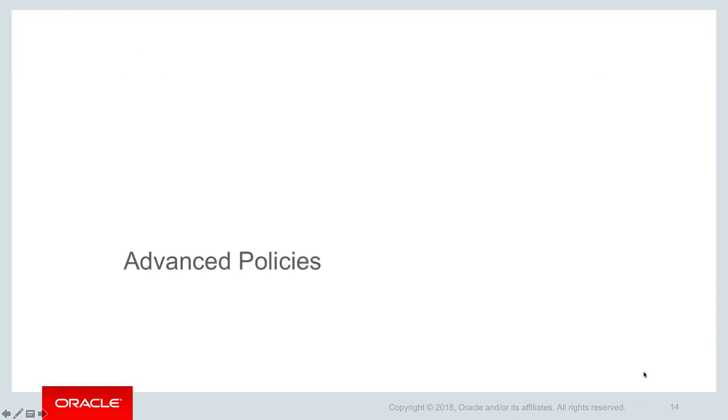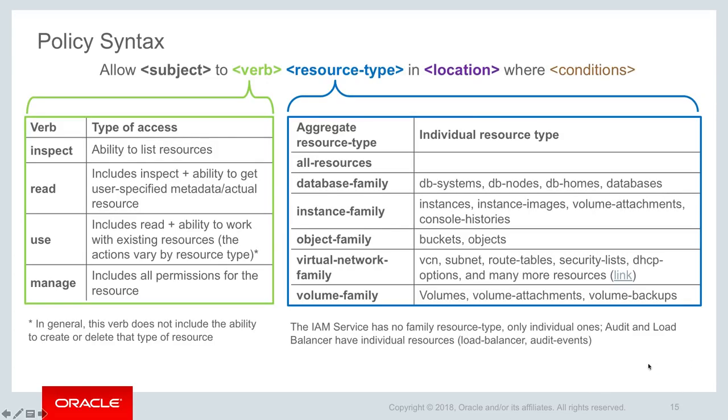All right, so let's talk about advanced policy configuration now. In IAM course level 100, we talked about the basic policy configuration and syntax, and here is just an overview of that. You can see a policy syntax right here. In terms of subject, you can use groups, one group or multiple groups, or even the OCID of a group.